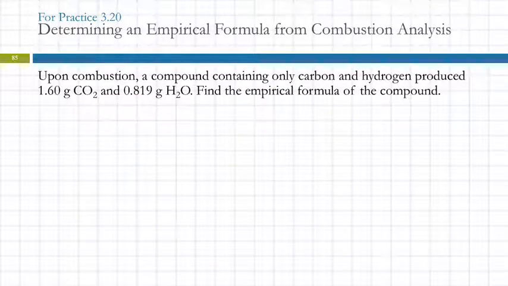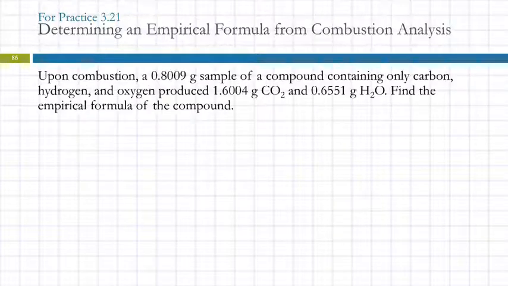So let's look at an example. I'm going to do this one. The other one was simpler. This is more complicated. So upon combustion, a 0.8009 gram sample of a compound containing only carbon, hydrogen, and oxygen produced 1.6004 grams of CO2 and 0.6551 grams of water. Find the empirical formula.